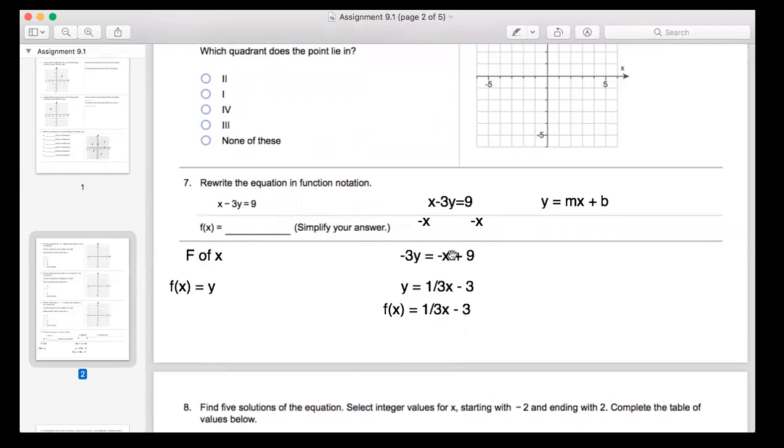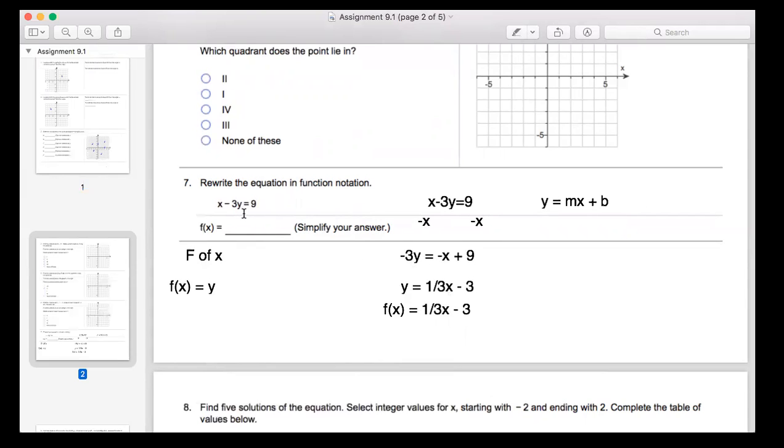I'm going to divide everything by negative 3, so each of the terms gets divided by negative 3. Negative 3y divided by negative 3 becomes a positive y. Negative 1x divided by a negative 3 becomes positive, because negative divided by negative becomes a positive. So it becomes 1/3 x. Positive 9 divided by a negative 3 becomes a negative 3.